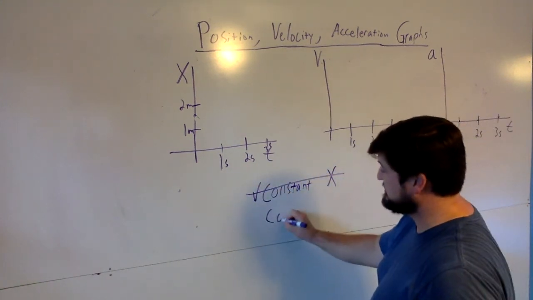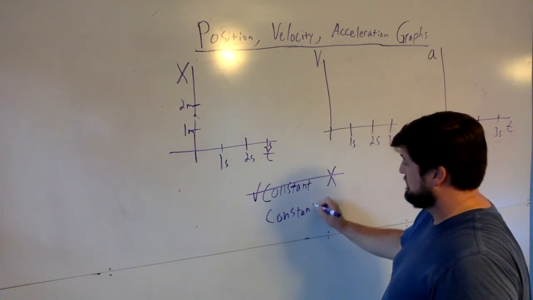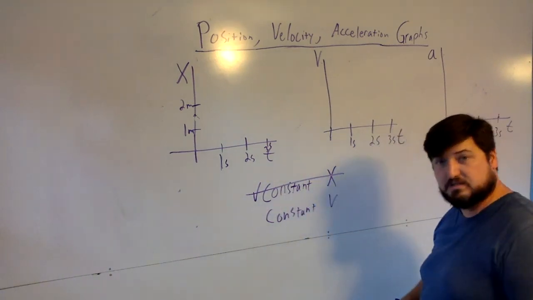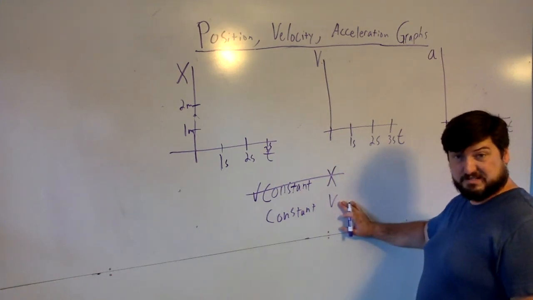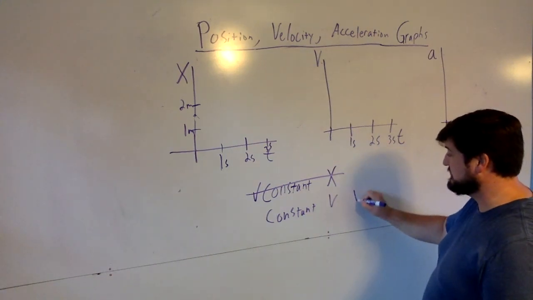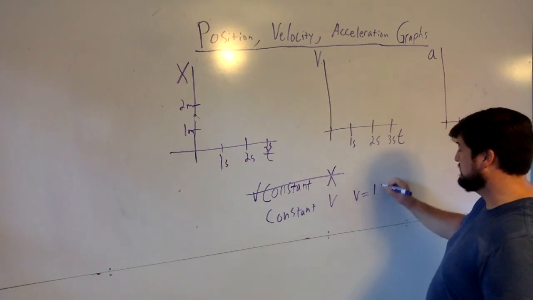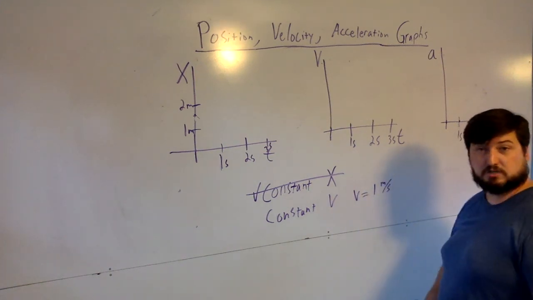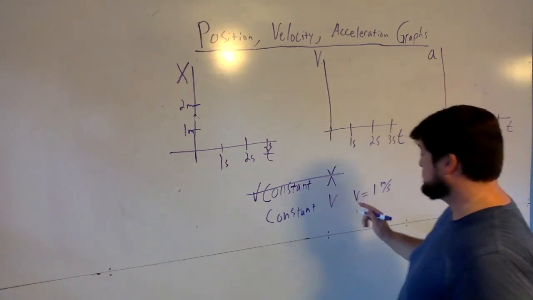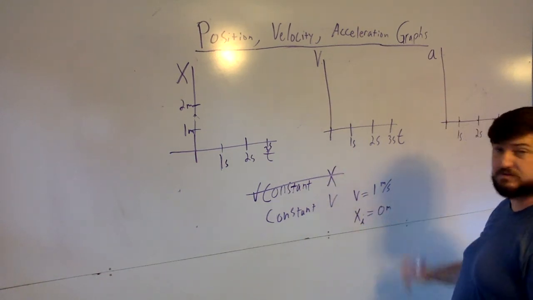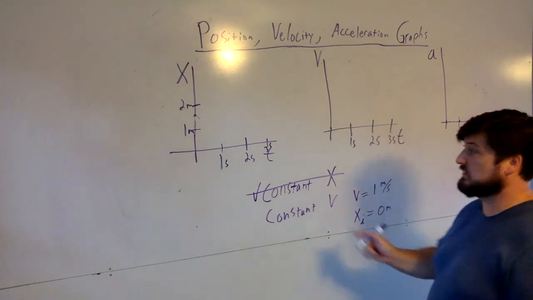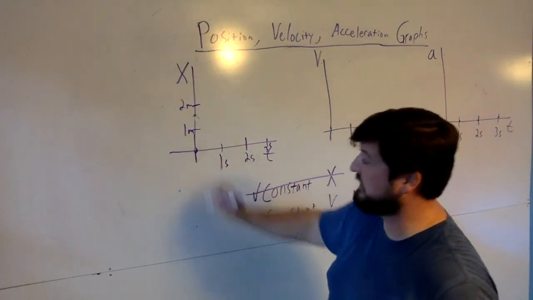So now let's say we have a constant velocity. All right, constant velocity. Well, what our velocity is matters, doesn't it? So let's say that our velocity is actually 1 meter per second. All right? And let's also put another thing in here because it also matters where you start. Our initial position is going to be 0 meters. Okay? So where do we start? Well, we start at 0. Okay, that's my initial position.